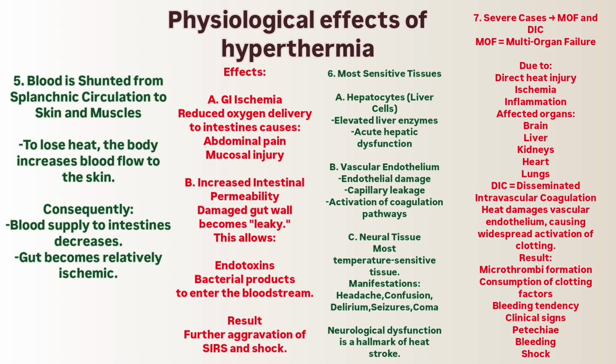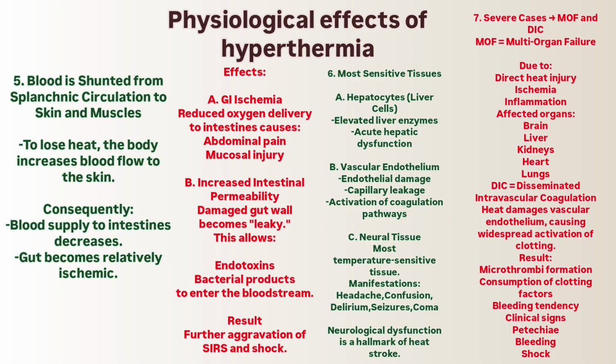The most sensitive tissues include the hepatocytes, that is the liver cells. It leads to elevated liver enzymes and acute hepatic dysfunction. Then vascular endothelium damage happens, capillary leakage and activation of coagulation pathways occurs. Then neural tissue is the most temperature sensitive. So the manifestations include headache, confusion, delirium, seizures and coma. The neurological dysfunction is the hallmark of heat stroke.